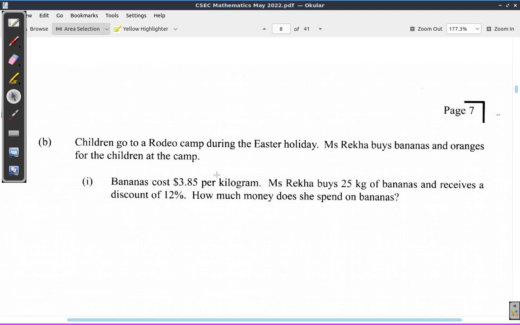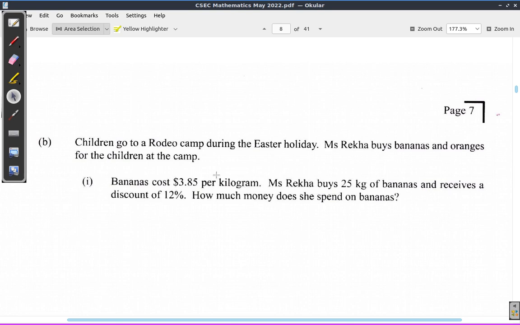We are at question 1, part B now of the May 2022 CSEC Maths Pass paper. It says children go to a rodeo camp during the Easter holiday. Rekha buys bananas and oranges for the children at the camp.